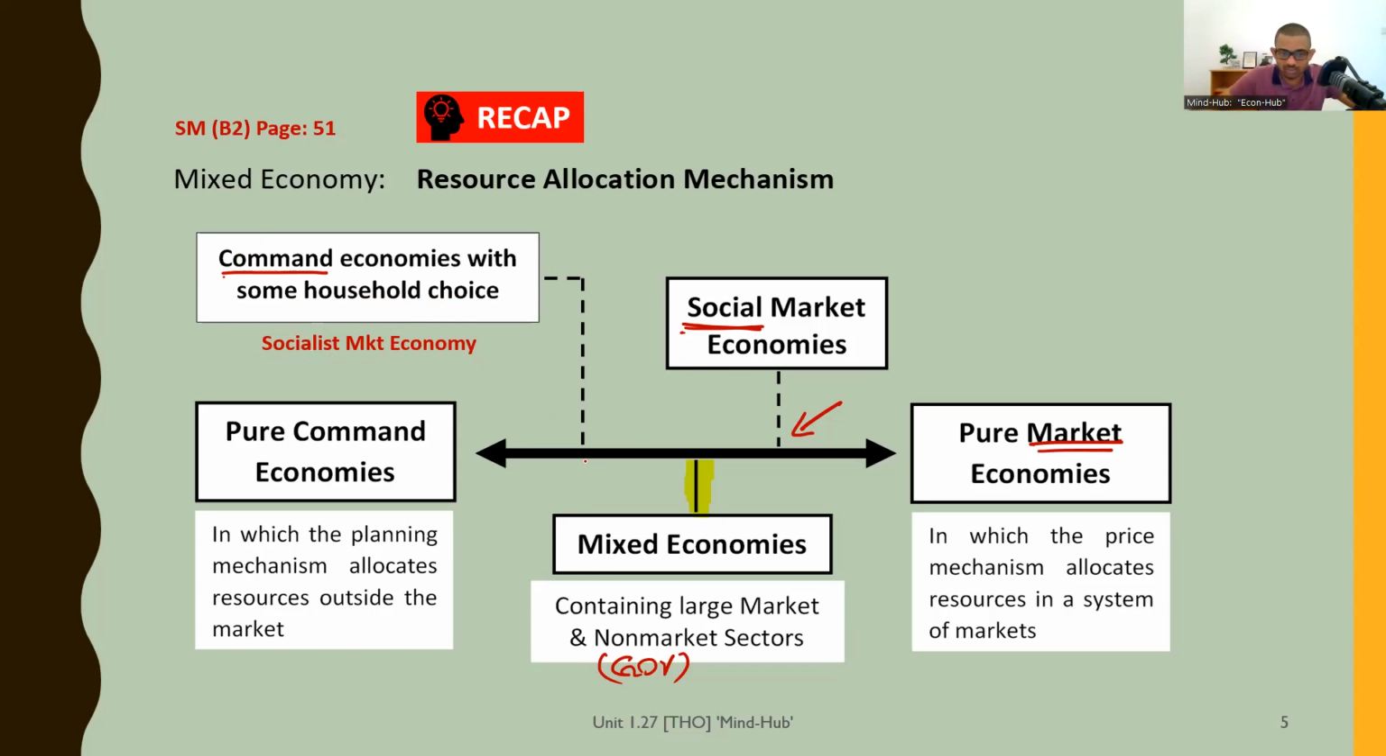So we call it socialist market economy. Can you see where the socialist market economy is? It's on the command economy side. So you can see that social market economies are market economies, but not pure market economies, not 100% liberal market economies. There's some control of the government there. Socialist market economies are command economies, but not 100% pure command economies. Also, there's a bit of a market sector there.